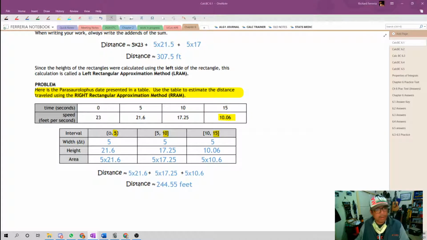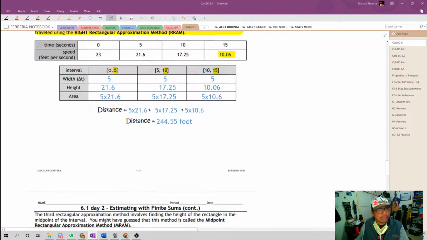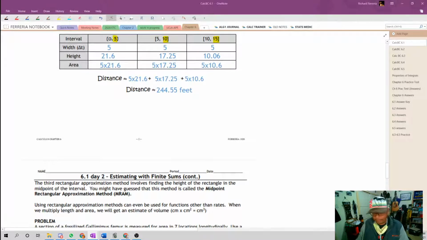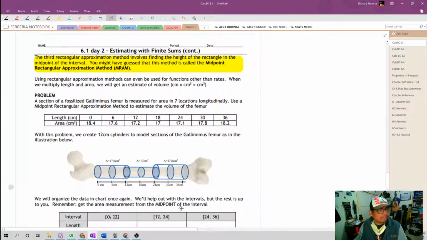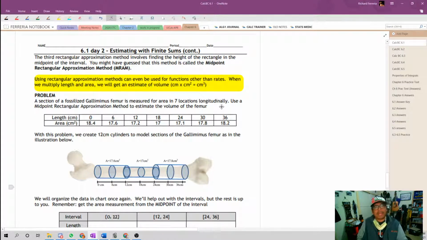Okay, that was quite an adventure. Let's move ourselves on to this next section, where we look at yet another rectangular approximation method. So this third rectangular approximation involves finding the height of the rectangle at the midpoint of each interval. So you might guess that this is going to be called the midpoint rectangular approximation method, and you would be correct. And at this point, we're going to mention that using a rectangular method doesn't have to be for velocity. It could be used for any other rates or any other tables or any other units.